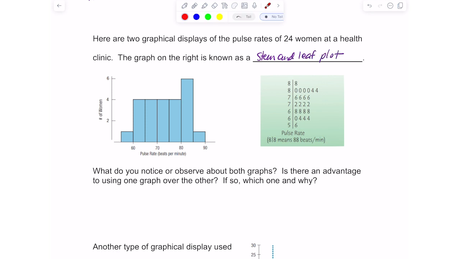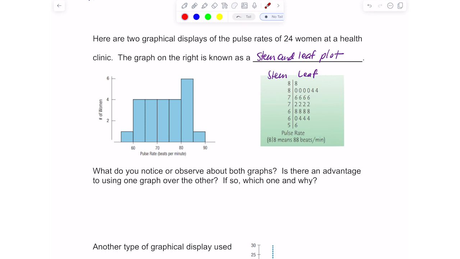Basically you have here numbers created using stems and leaves. So the number 88, for instance, the 8 on the left is called the stem. So we have the stems over here on the left, and then on the right are the leaves. So when I read this, I know that that's not the number 8, it's the number 88. So it's 88 beats a minute. This would be 80 beats a minute, and another 80, and another 80, and another 80, and then I've got 84, 84, 76, 76, 56.